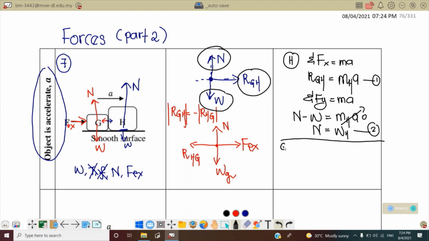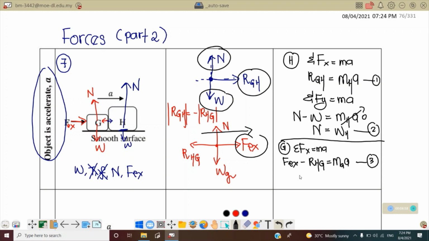Next, we go to G. Because the motion is to the right, we know that F external is greater than R_HG. F external is in the same direction as our motion, so we write Fx equals ma. So F external minus R_HG is equal to m, of course this m is for G, times a. This is our third equation.